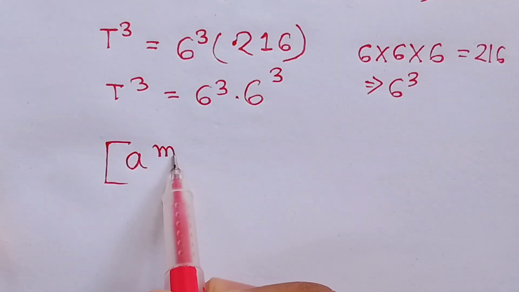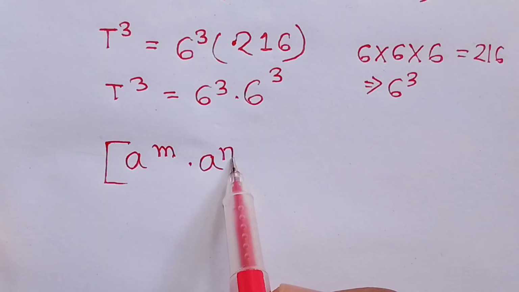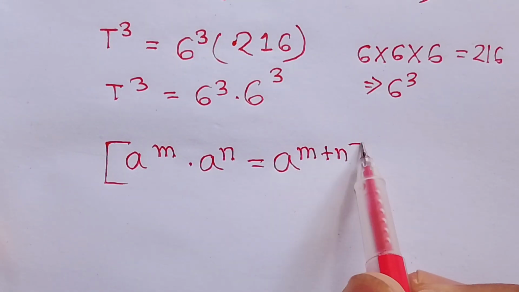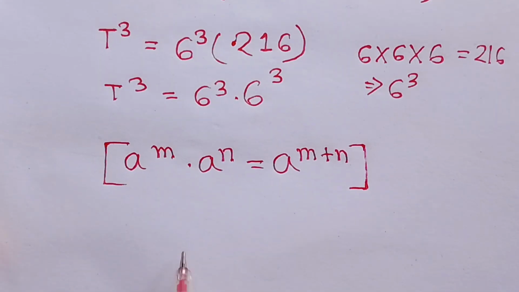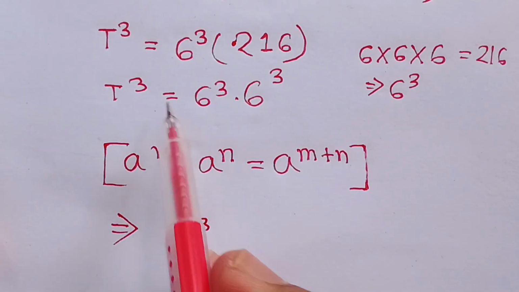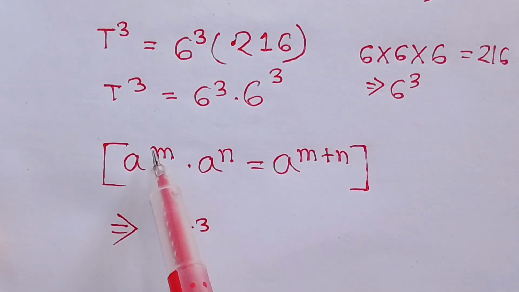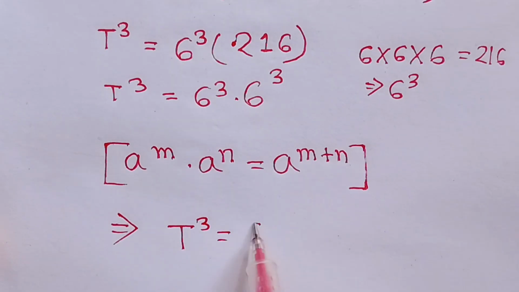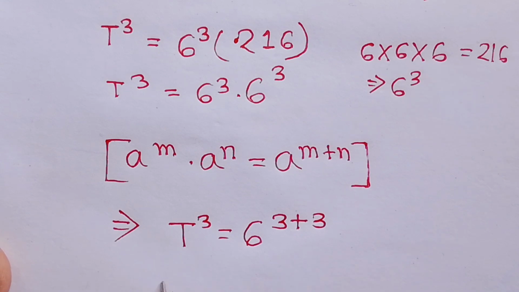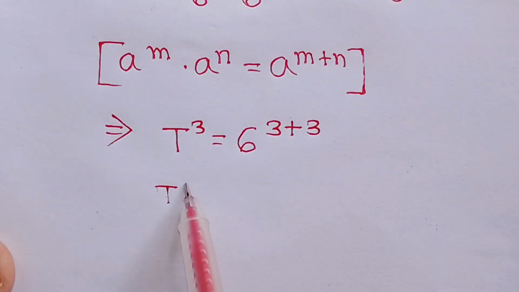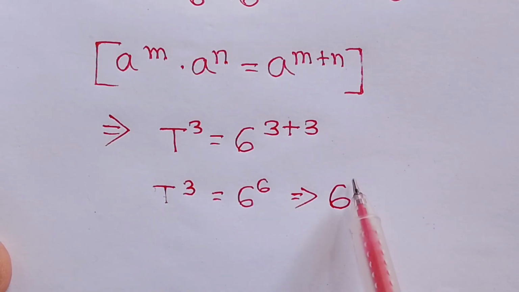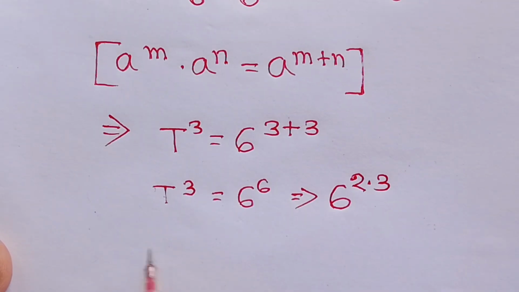Use another exponential law, which is a to the power m times a to the power n is equal to a to the power m plus n. If they are multiplied, we can easily add the powers. Then it will look like t to the power cube is equal to 6 to the power 3 times 6 to the power 3, which is 6 to the power 3 plus 3. So the equation should look like t to the power cube equals 6 to the power 3 plus 3, which is 6 to the power 6. We can write 6 equals 2 times 3.